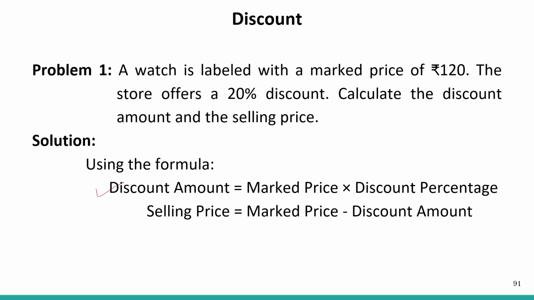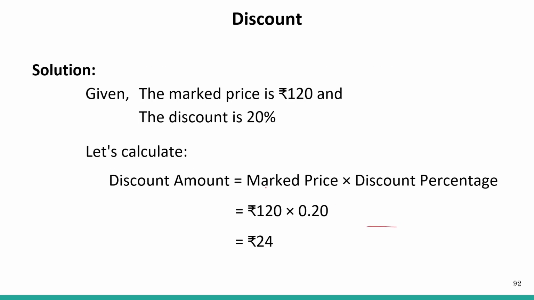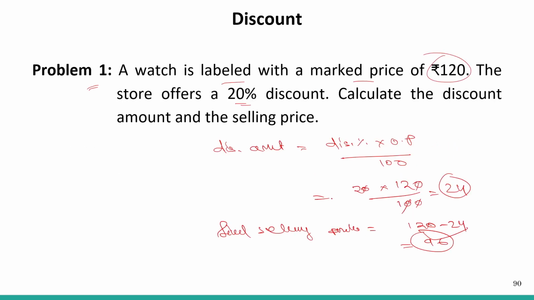Using the formula, discount amount is equal to mark price into discount percentage. Selling price is equal to mark price minus discount amount. The mark price is 120, so discount amount will be 120 into 0.20, because the discount percentage here is in decimal form. If it is not in decimal form, then we divide it by 100 as I have done here.